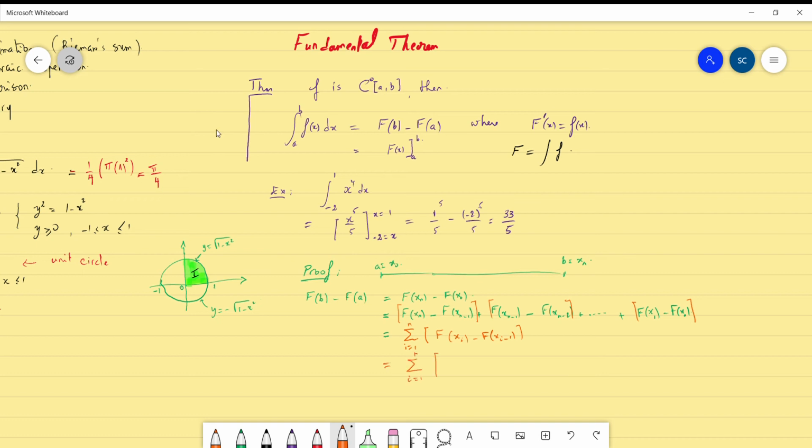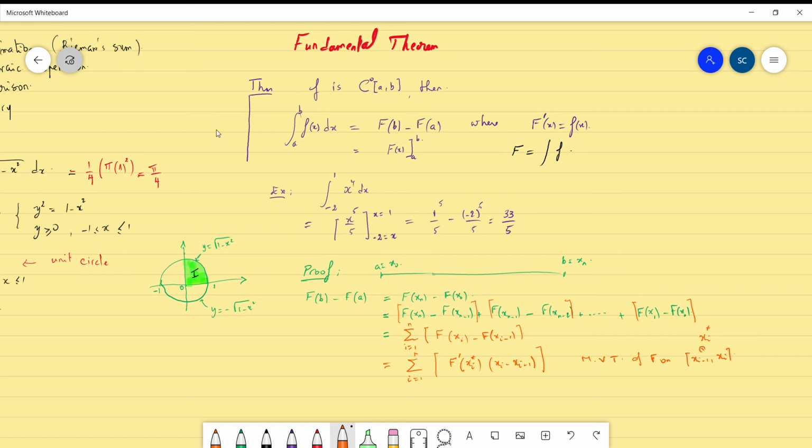So I will use the mean value theorem. The mean value theorem says the difference taken by the function for two values is equal to the derivative at an intermediate point, let's call it xi star, times the difference xi minus xi-1. This is the mean value theorem applied to F on the interval [xi-1, xi], so xi star belongs to this interval.